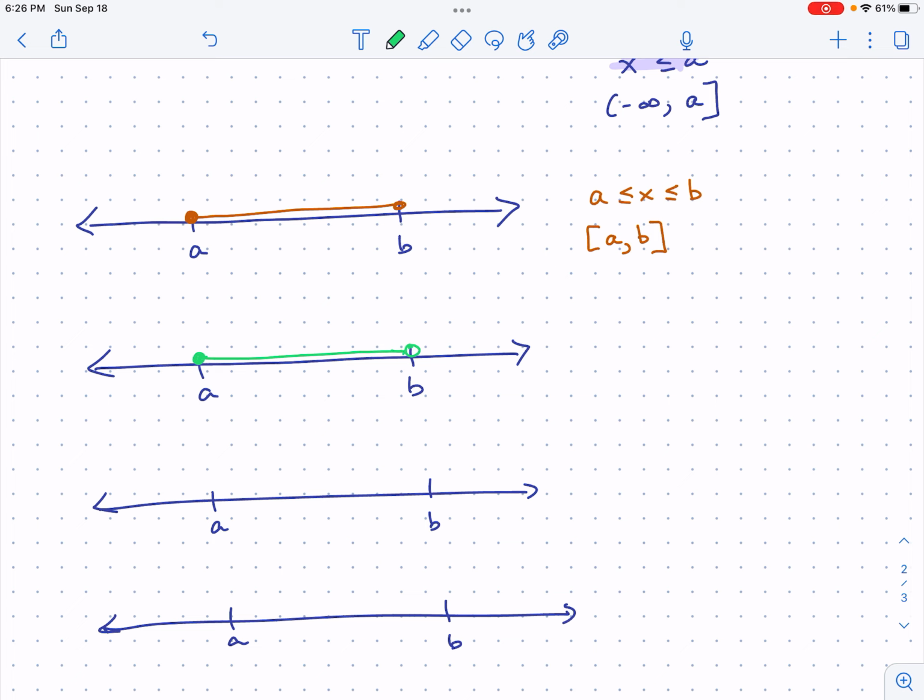Another possibility might be that we include a, but we don't include b. So we're looking at that set of numbers there, starting at a and including a, but not including b. So that would be a is less than or equal to x is less than b. A can't be equal to b. And there we write a with the bracket and b gets a parentheses to indicate that a is in the set, but b is not.